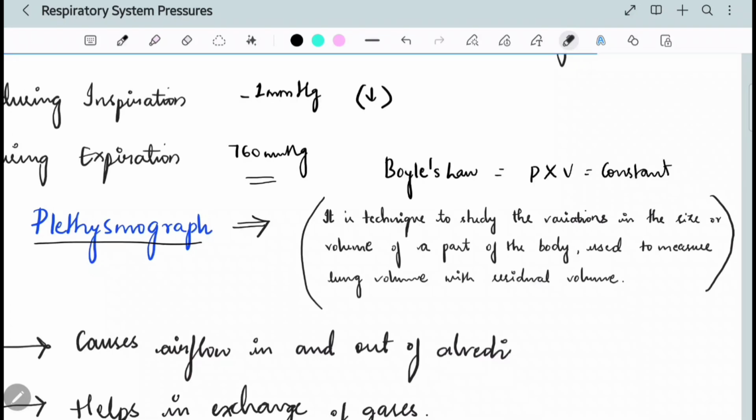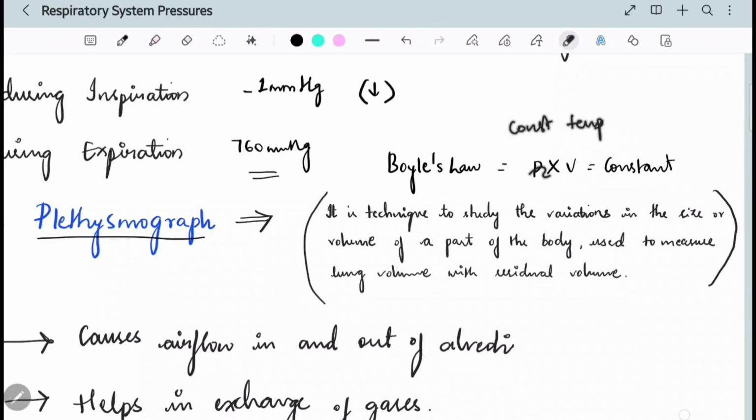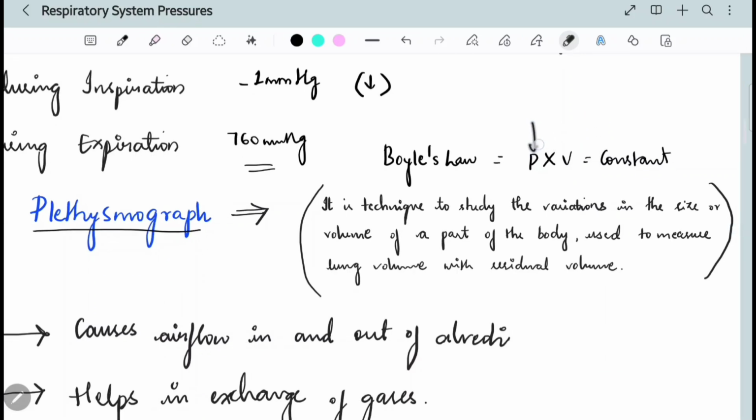Now what is Boyle's law? Boyle's law is a basic principle in physics that explains how pressure and volume are related in gases. Now at a constant temperature, the pressure of the gas is inversely proportional to the volume of the gas. Whenever the volume increases, pressure decreases.